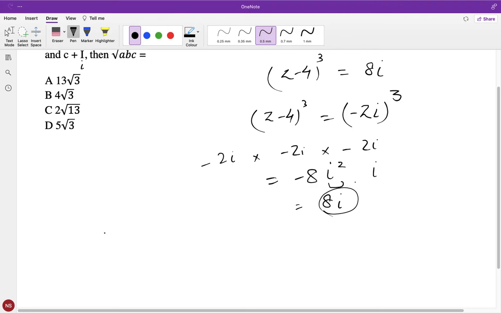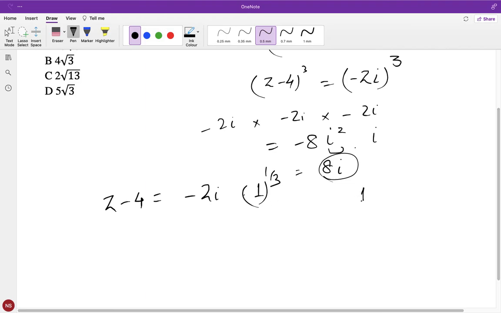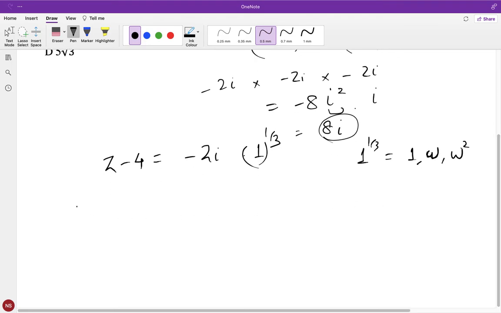If I take cube root, I will get that z minus 4 is equal to minus 2 iota into 1 raised to the power 1 by 3. I am writing it as 1 raised to the power 1 by 3 because 8 iota, when you take cube root of it, you will get 3 values, because we know that cube root of 1 is what? 1, omega and omega square. So z minus 4 is equal to minus 2i comma minus 2i omega comma minus 2i omega square.